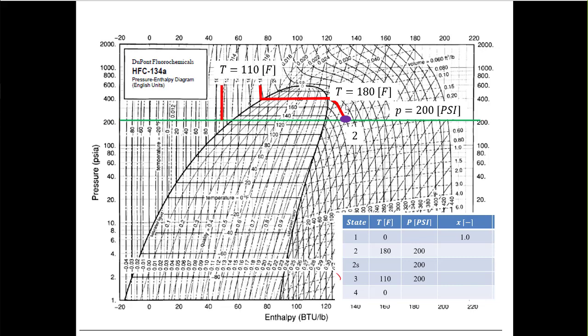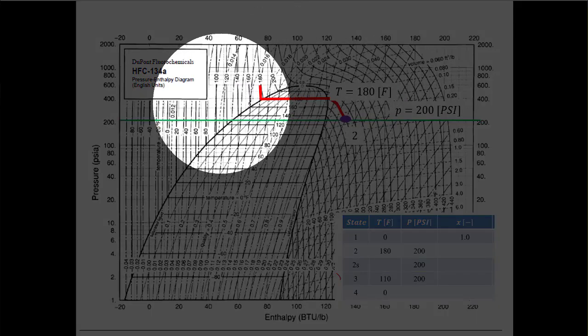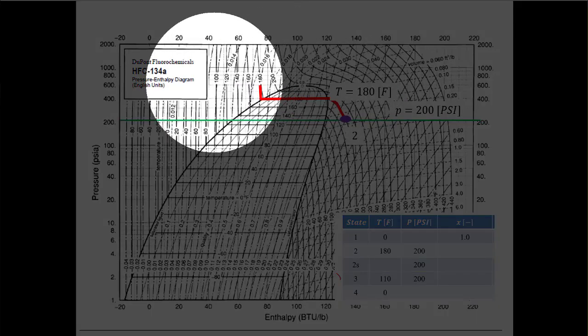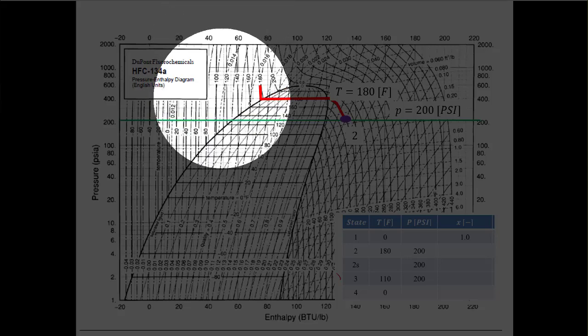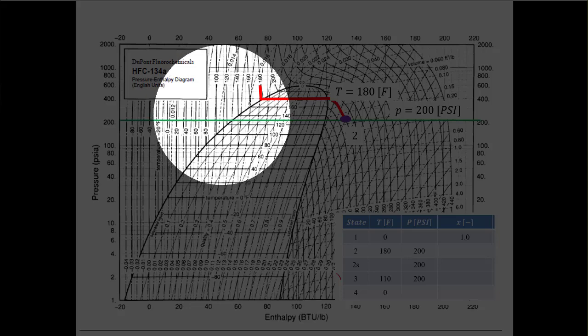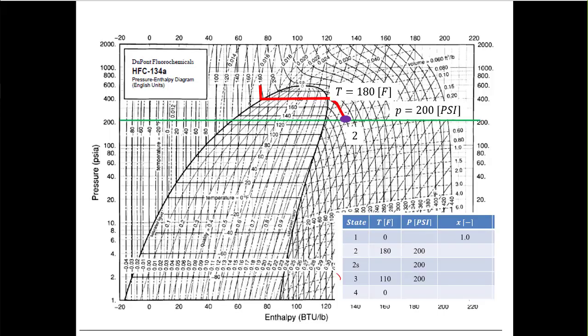For state 3, I know that the temperature is 110 degrees, I'm sorry. There is no line for 110 degrees, but here's 100, here's 120, and I can see these lines are fairly evenly spaced. So 110 is probably halfway in between here. If I draw a line that's pretty much vertical going down, it's going to hit my green 200 psi line before I get to the vapor dome. That means my state 3 is over here in the subcooled liquid region. So this is state 3.